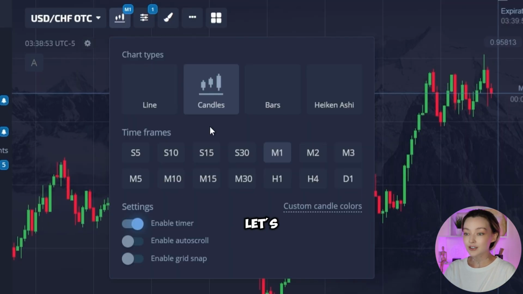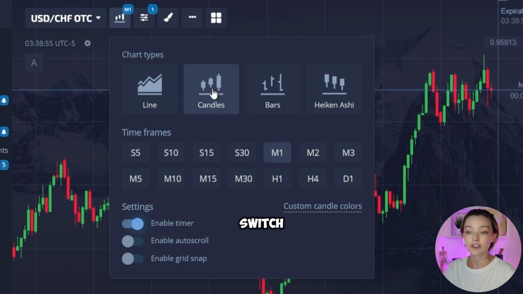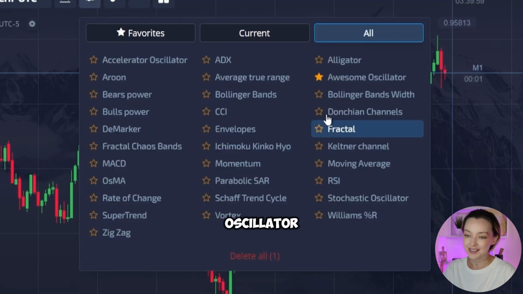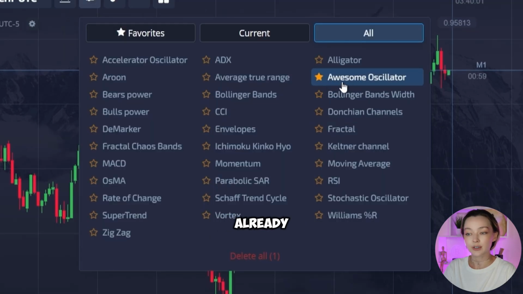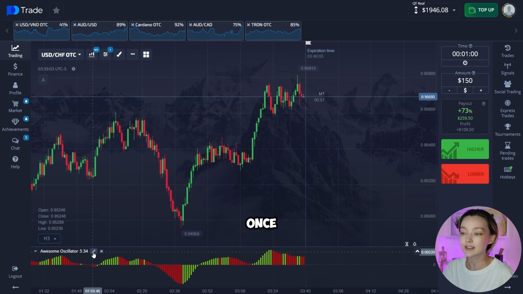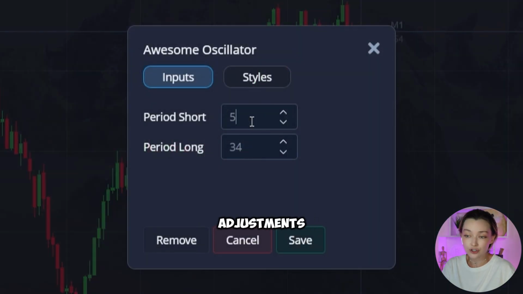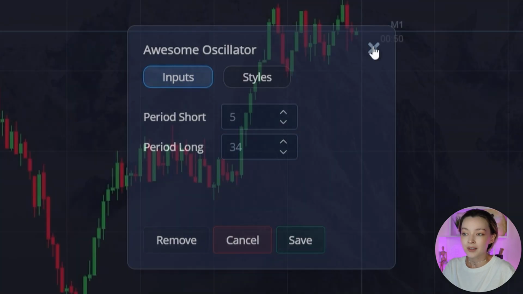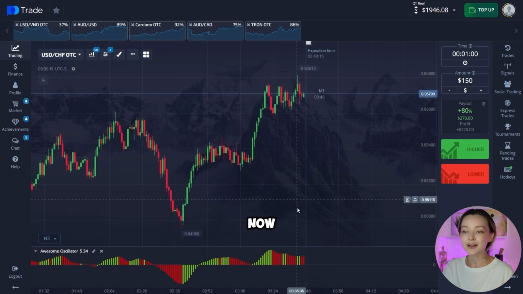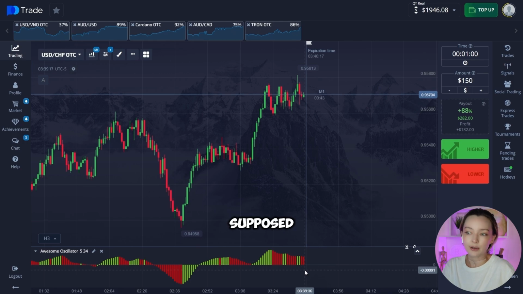Before we start trading, let's adjust all the settings. First and foremost, we want to switch the chart type to candles, the time frame to M1, and obviously add the awesome oscillator indicator on the chart. It's already applied. We're just gonna click it once. It doesn't require any additional adjustments. The short period is 5, and the long one is 34. Other settings stay the exact same. Now let's figure out the proper way it's supposed to work.